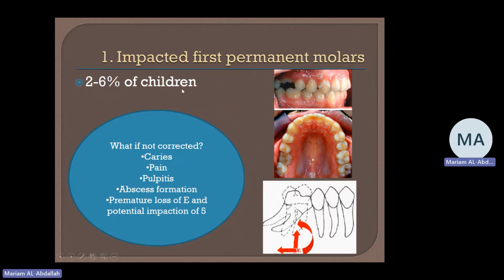Because by definition, when you talk about impacted, the whole tooth is under the gingiva, but actually what happens is that the tooth is locked under the distal surface of the adjacent tooth. It is tilting or leaning against the adjacent tooth, so we call it ectopic eruption. So this is another terminology for an impacted first permanent molar.